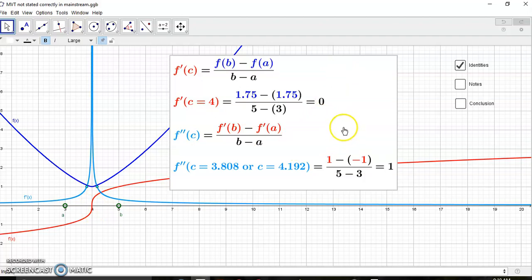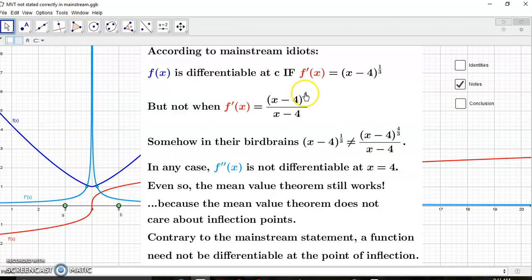So the derivative of the red function is this light blue function. And we can see that even though there is no derivative at x is equal to 4, the mean value theorem doesn't care about it. In other words, we'll still have two c's, in fact, as you see at these light blue points, okay? Even though it's not differentiable at x is equal to 4. So let's look at the notes.